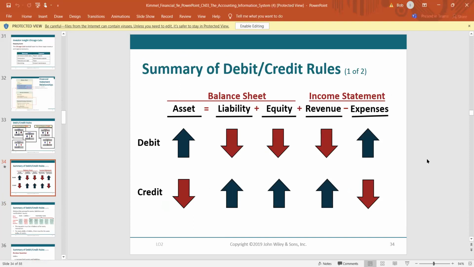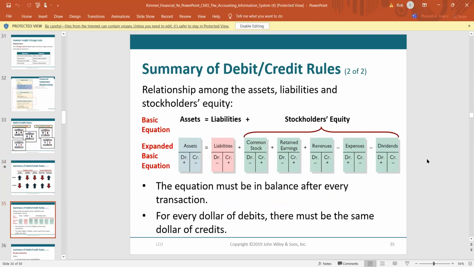Here's another visual. It's up to you which grid helps you the most. I think I'm sort of a nerdy guy. I do it best by reading, but some people do better visually. Here they're just showing you that assets and expenses are your debit increases. The rest are credits, huh?